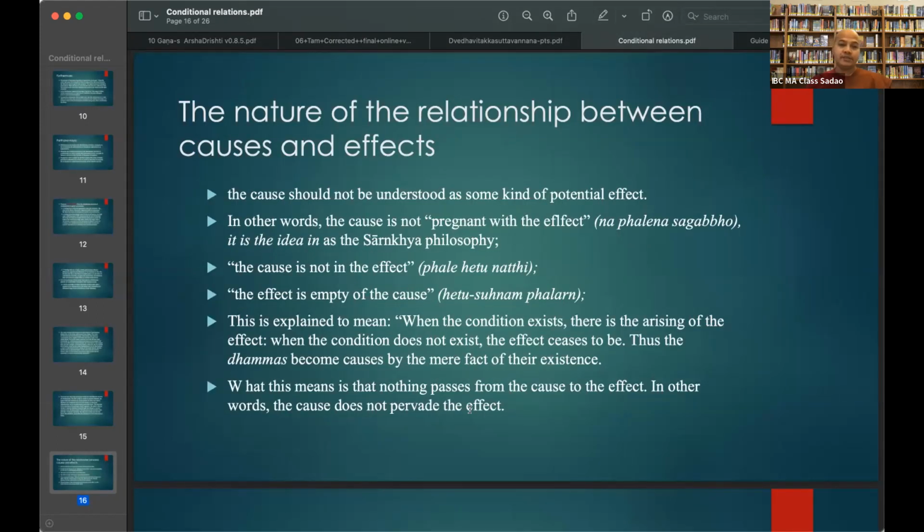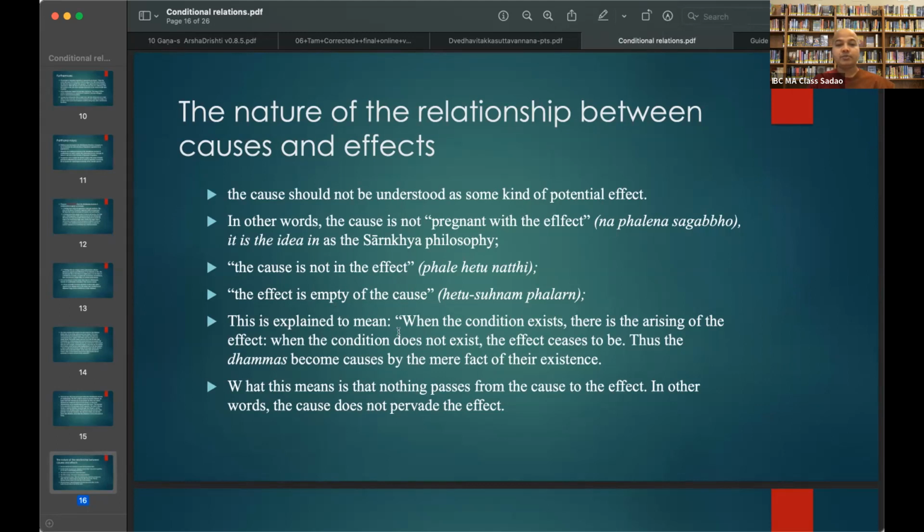The nature of the relationship between causes and effects: the cause should not be understood as some kind of potential effect. In other words, the cause is not pregnant with the effect. This is the idea, as in the Sankhya philosophy. In the Sankhya philosophy, you have the discussion of Prakriti and Purusha, and the potentiality of the existence of becoming is there in the Prakriti and Purusha in different situations, depending on condition. It changes. All the potentialities are there. But it is not the same in the Buddhist theory of causality. The cause is not in the effect. The effect is empty of the cause.